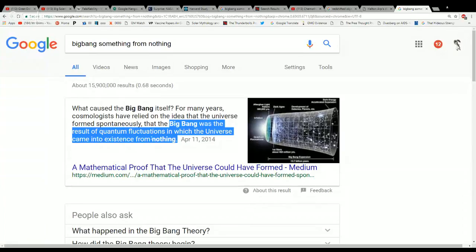For many years, cosmologists have relied on the idea that the universe formed spontaneously, that the Big Bang was the result of quantum fluctuations in which the universe came into existence from nothing.